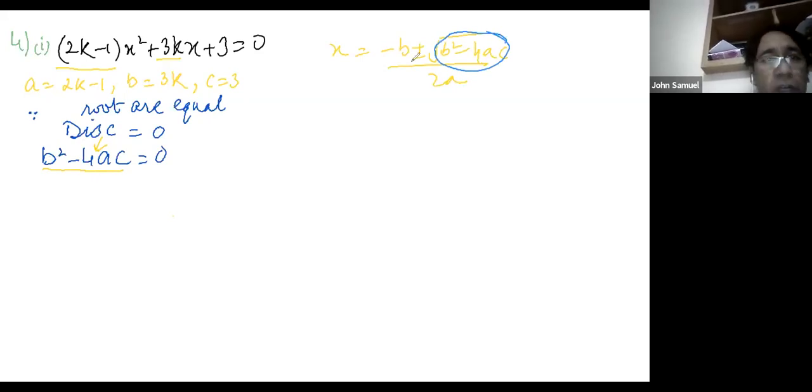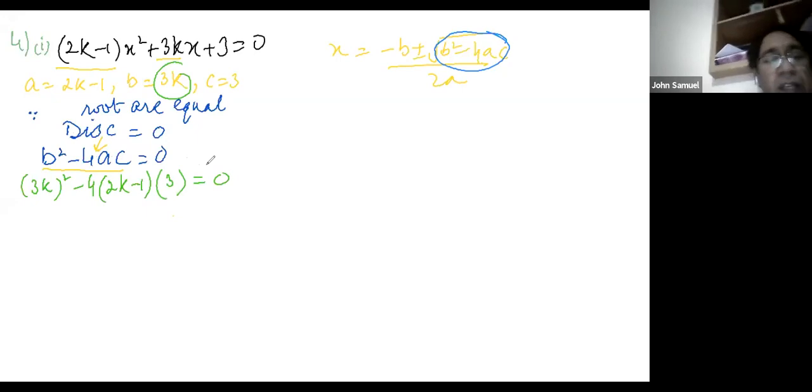So my dear student, now we will put the values in the same formula. b square is 3k whole square, minus, because b has a square, we have written it. 4 we will write as it is. A is 2k minus 1, and c is 3, and this expression is equal to 0. Discriminant is equal to 0. We have put the values, dear student.